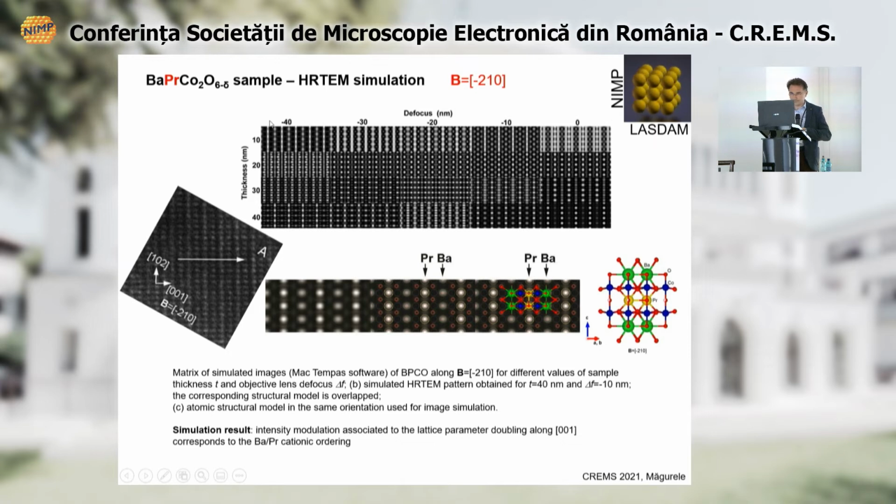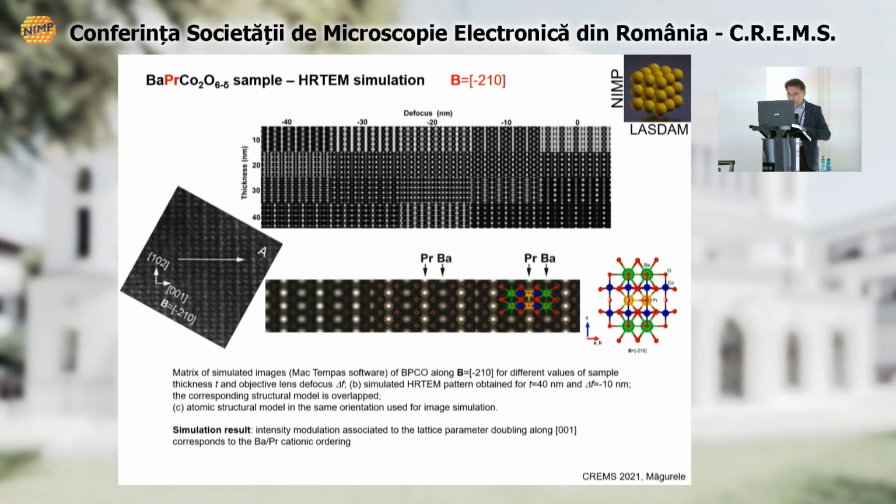varying in this direction. Now, if we compare the experimental image with the simulated images, I would say that the simulated image obtained for 40 nanometers of thickness and -10 nanometers of defocus would correspond the best to the experimental image. And overlapping the structural model on the simulated image, we can see that these intensity variations correspond to the atomic positions for praseodymium and barium.